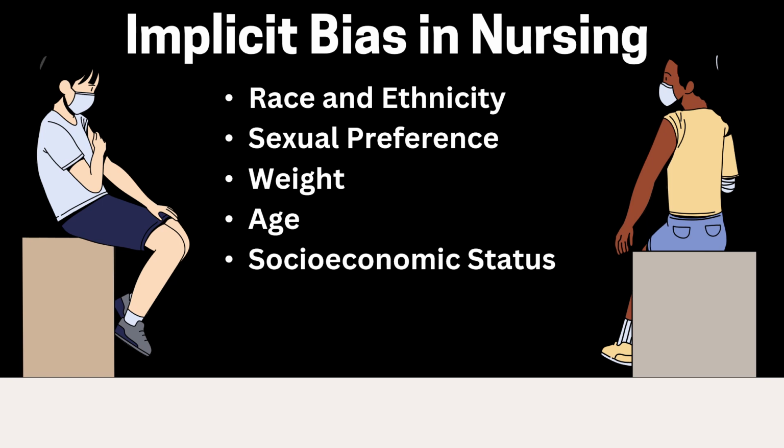Some examples might include taking longer to do a nursing assessment for a patient who is of a different race or ethnicity, while unconsciously giving preferential care to a patient who shares the same race as the nurse. Asking a patient who does not identify as heterosexual if they are in the clinic for an STD test due to presumed risky sexual behavior.